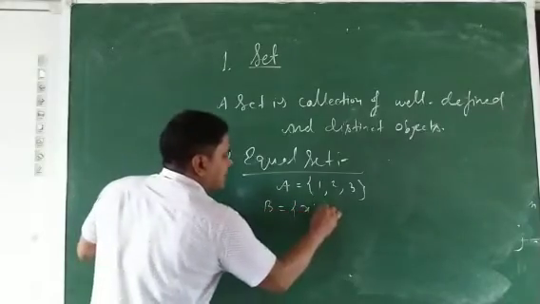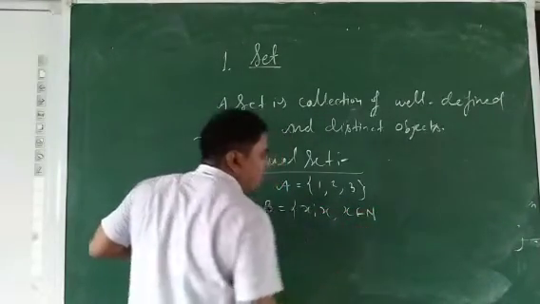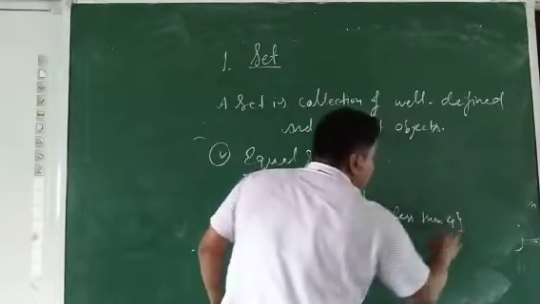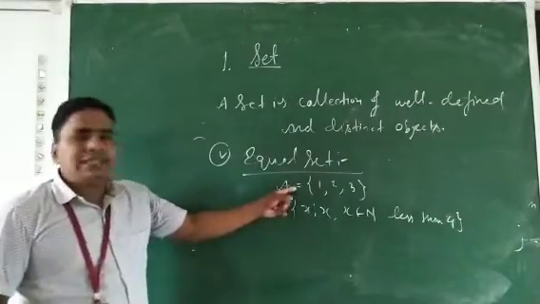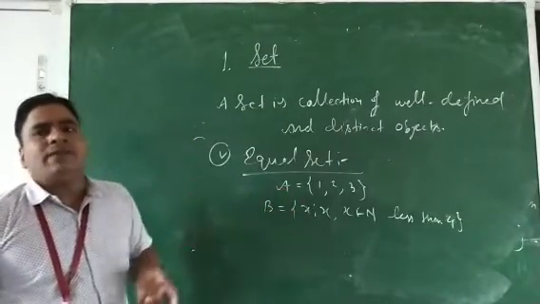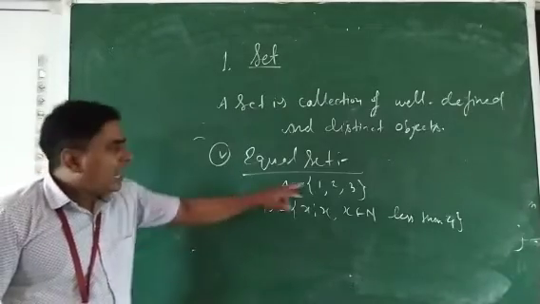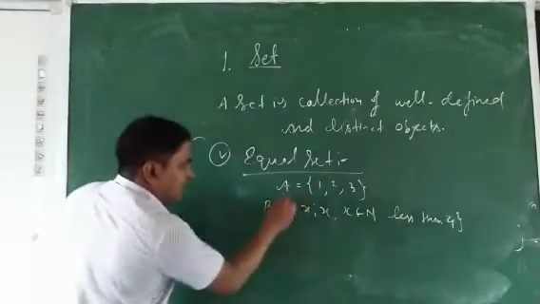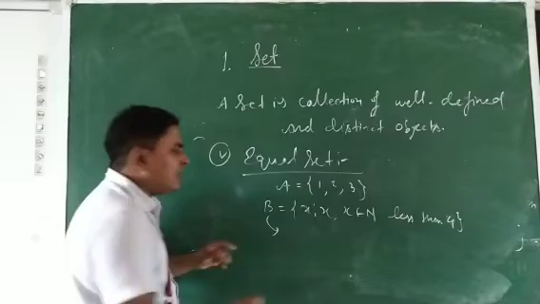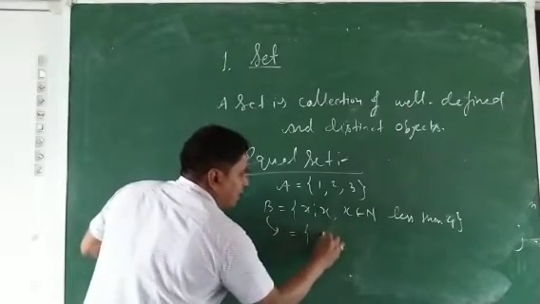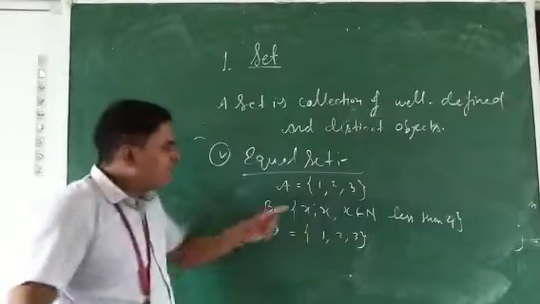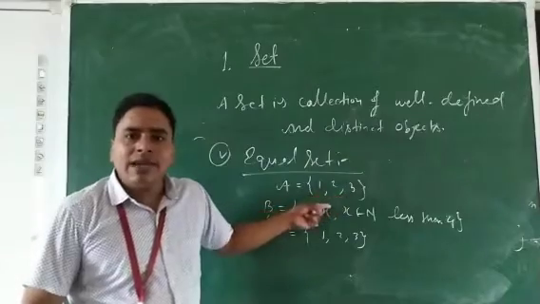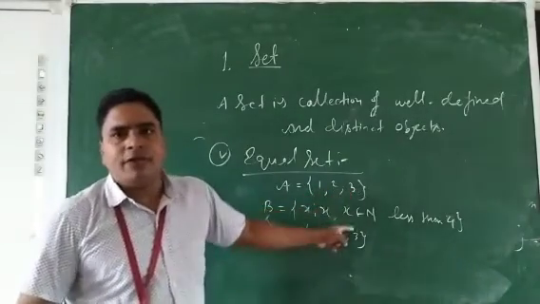For example, suppose a set A is equal to 1, 2 and 3 and set B is equal to x such that x belongs to natural number less than 4. It means both sets A and B are having the same number of elements. Their cardinal number is also the same and the elements are also the same. Like see here, if we write B in the roster method, what is the value of this set? 1, 2, 3 again. It means both sets A and B are having the same elements and the same number of elements.